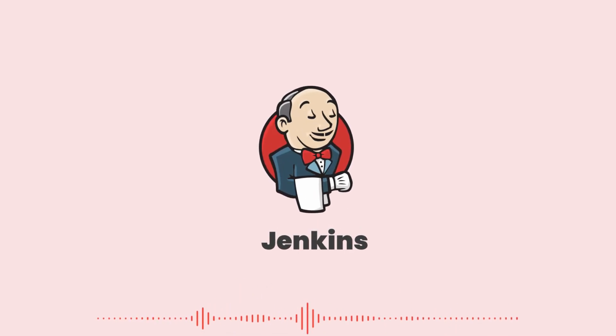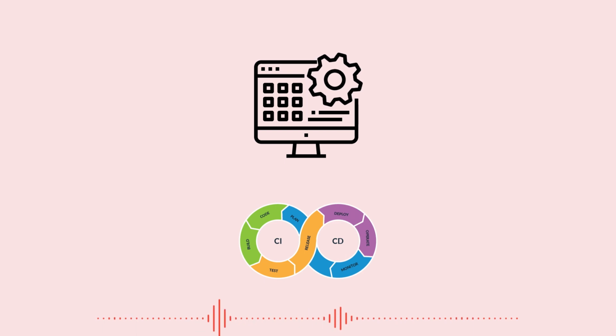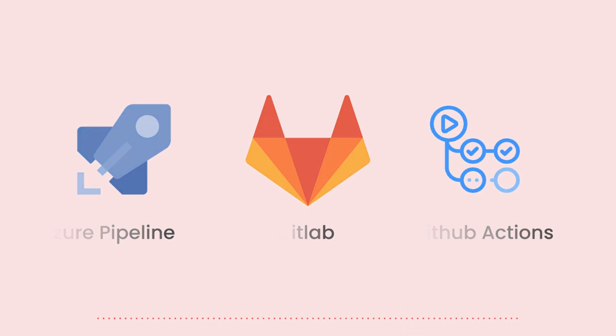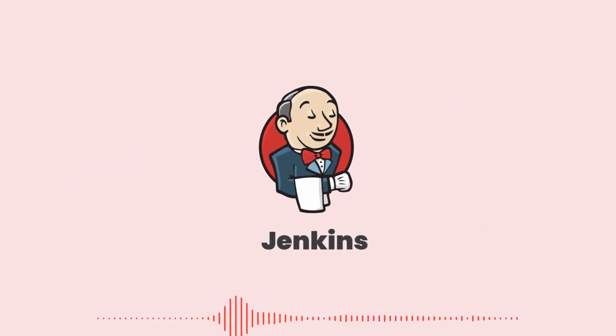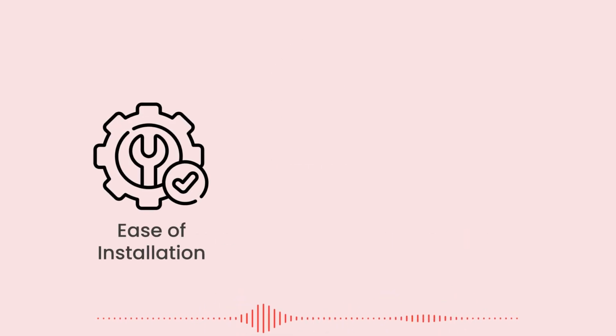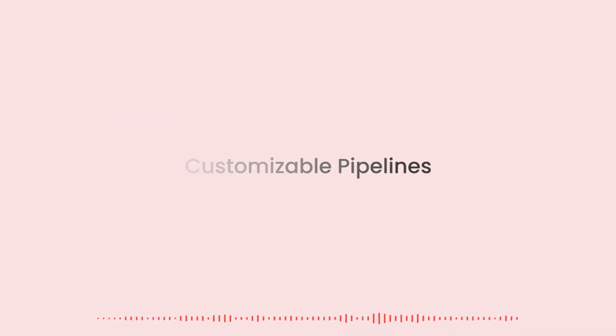Jenkins is a well-known tool used for CI/CD pipelines. Various applications are being used now for running CI/CD pipelines, such as Azure Pipelines, GitLab, GitHub Actions, and many more. Jenkins has its own benefits, such as being open source and extensible, ease of installation and use, automation and rapid testing, customizable pipelines, and many more.